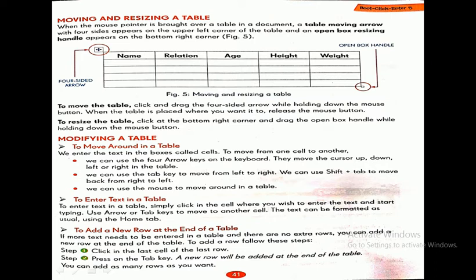Now to move from one cell to another, how can we move from one cell to another? We can use the four arrow keys on the keyboard, up, down, left, right, to move the cursor up, down, left or right in the table.